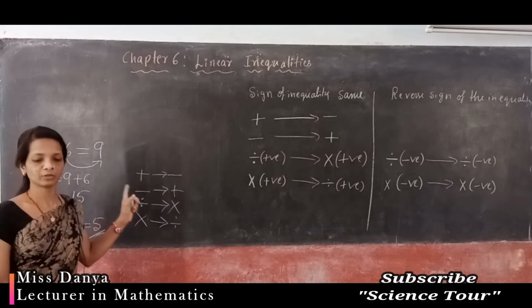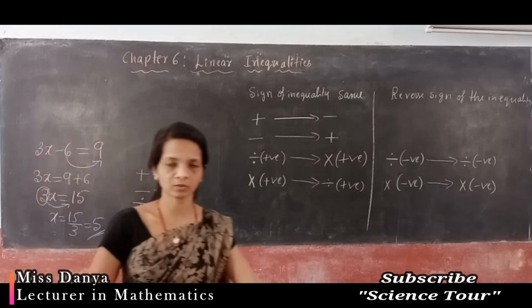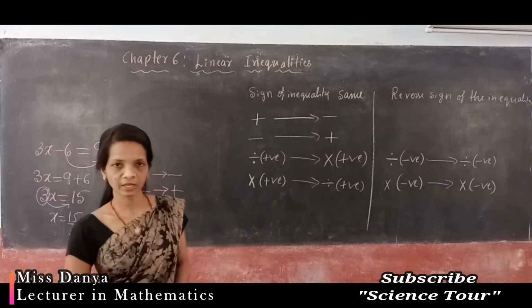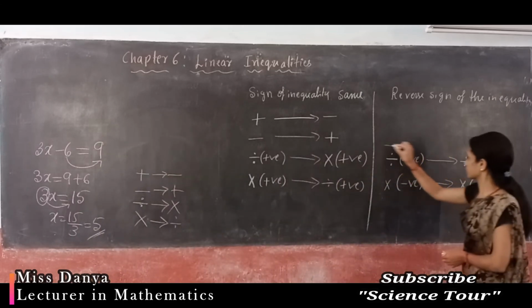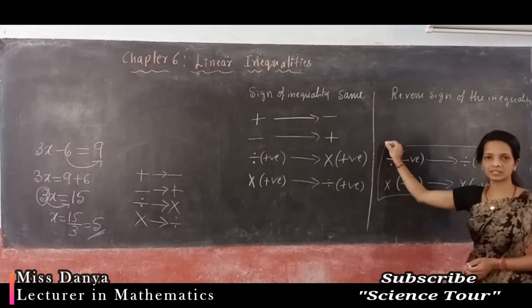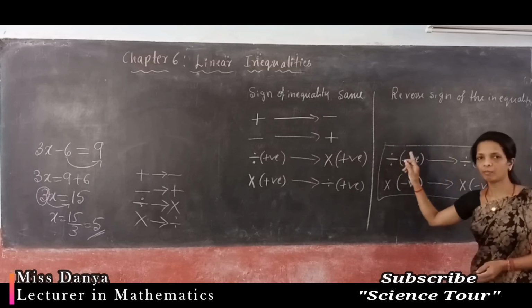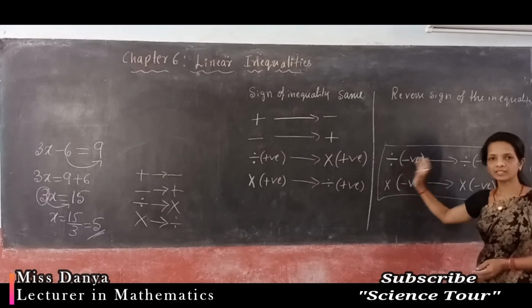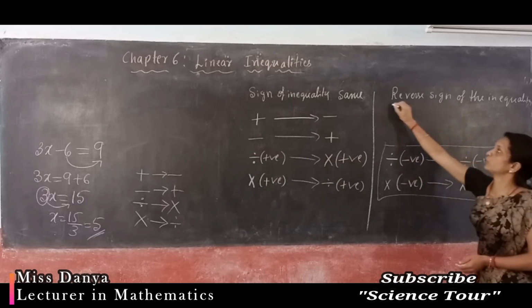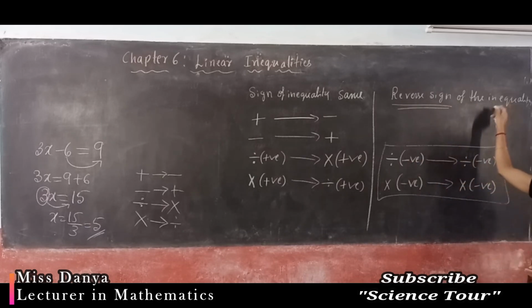Same thing we are doing in the case of inequalities also, but while solving inequalities you have to be careful in these two situations. In these two situations, if you are shifting by some negative number or multiplying by some negative number from one side to another side, then you have to reverse the sign of the inequality.